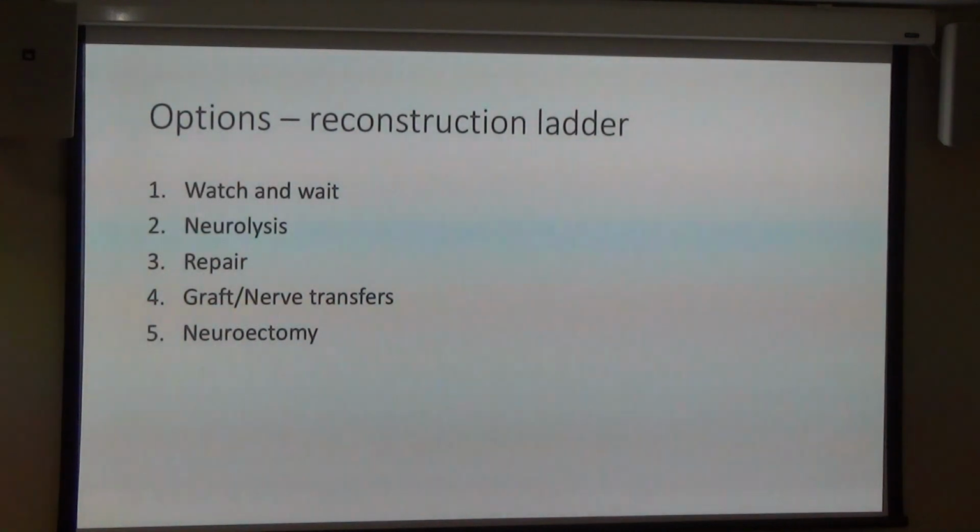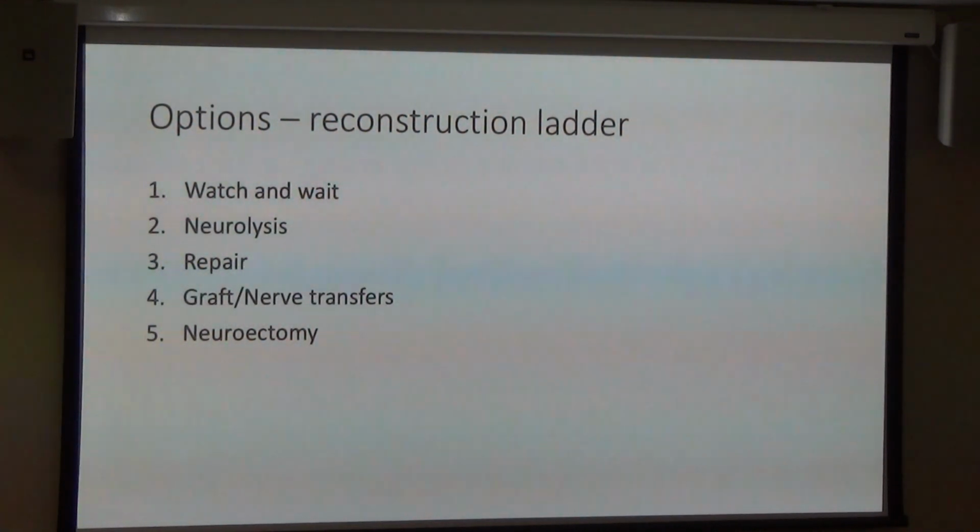Neurolysis. So if your progression is halting for one reason or another, and it's normally because it's going from one part to another, then you need to think about a neurolysis. Repair, if obviously there's a direct trauma, or when you're doing the neurolysis, you see there's actually been an injury. Then you start cranking up nerve grafts and nerve transfers.